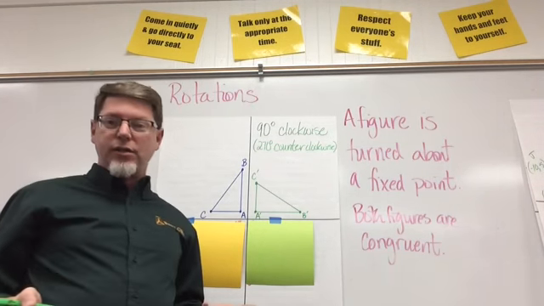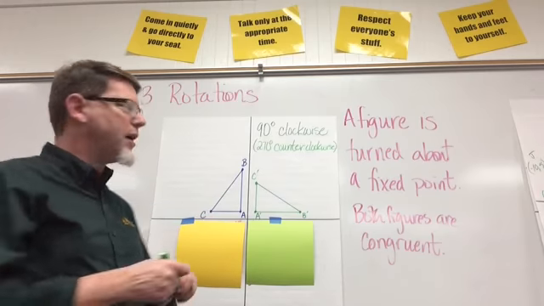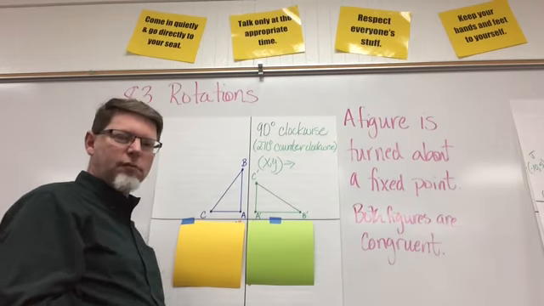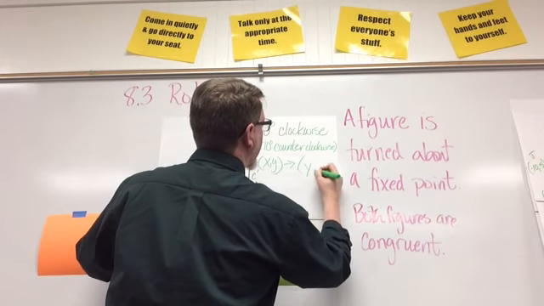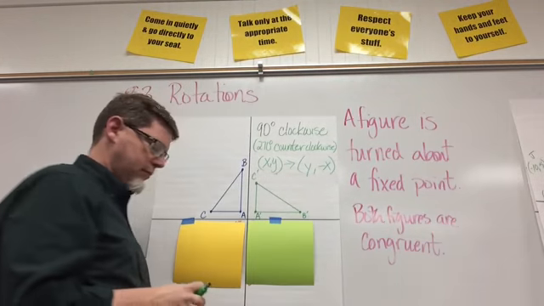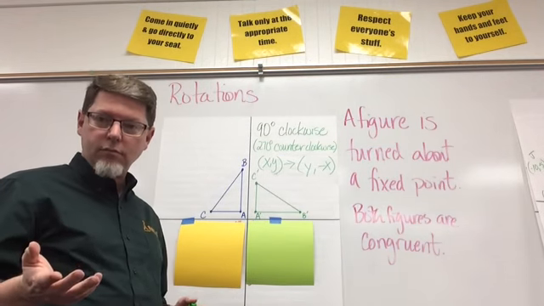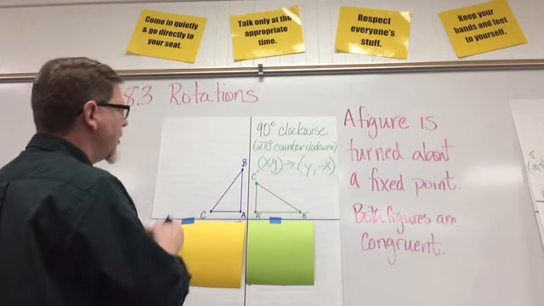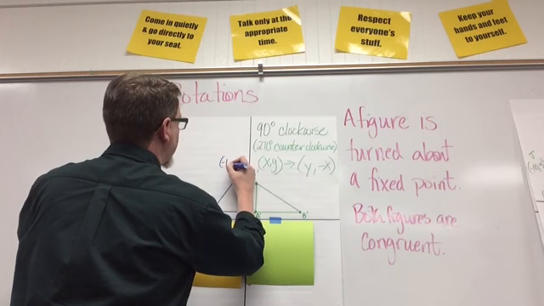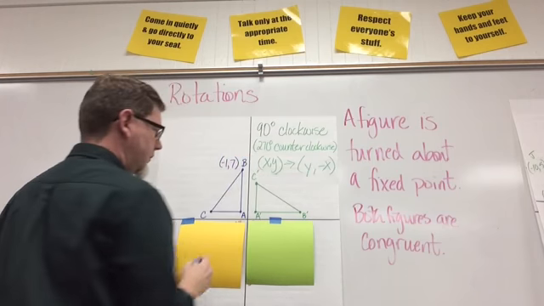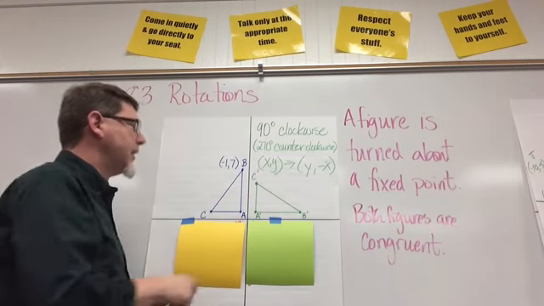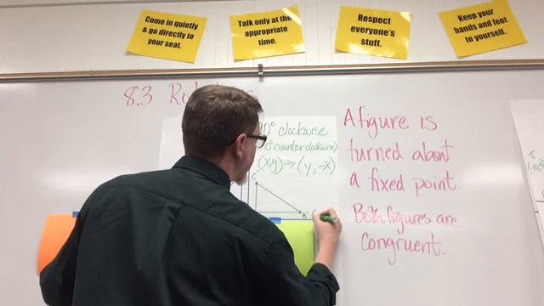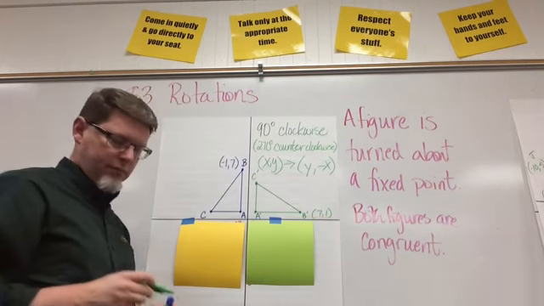Now, the algebraic expression for 90 degrees clockwise is x comma y arrow, here's where it's tricky, y comma negative x. Okay? So what does that mean? I'm going to just look at point B. Point B is negative 1 comma 7. Okay? Negative 1 comma 7. Now point B prime that I've already drawn on here is 7 comma 1.